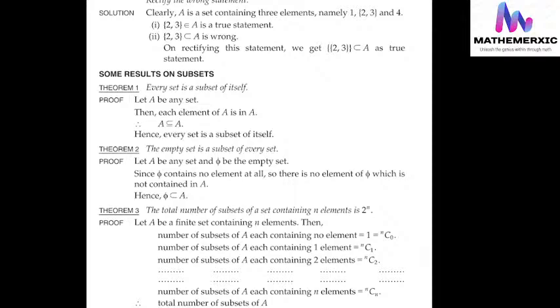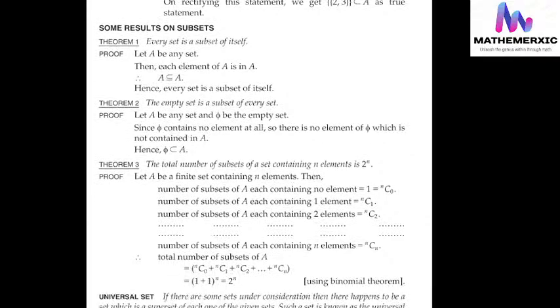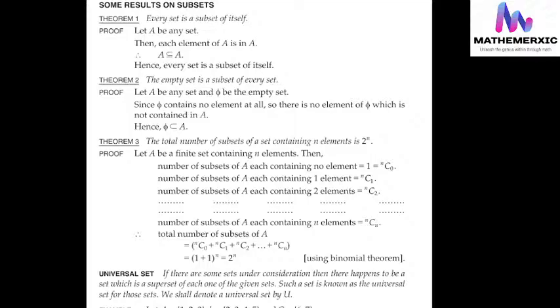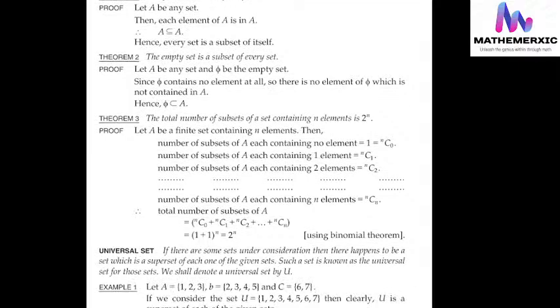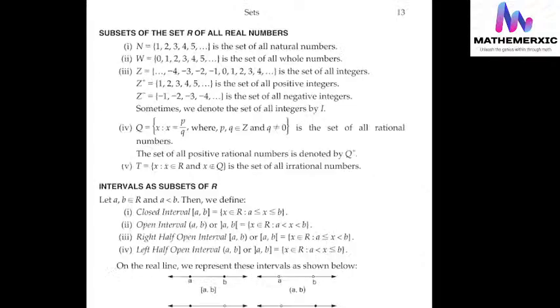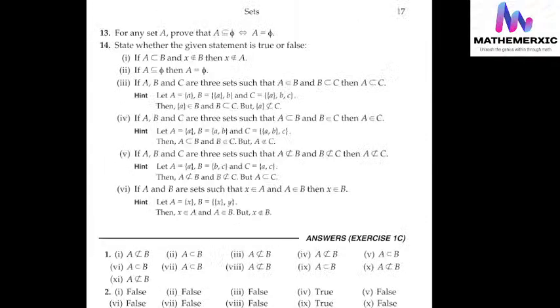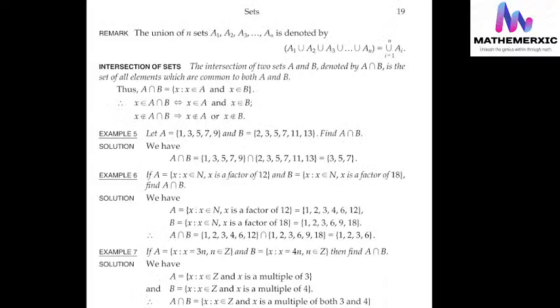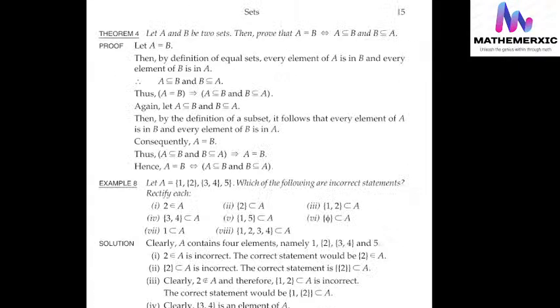The empty set is a subset of every set. Let A be any set and phi be the empty set. Phi is an empty set already. Since phi contains no element at all, there is no element of phi which is not contained in A. So phi is a proper subset of A. Phi is already a set, the empty set it is. So that is a concept. So that's why we don't have to write it separately there. Separate writing form is not required.